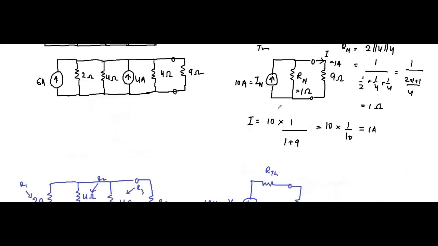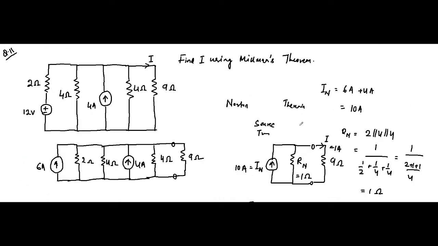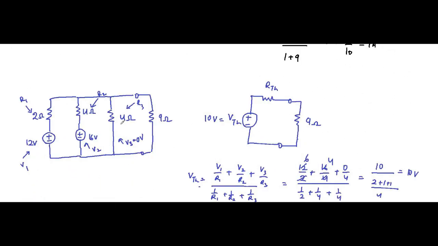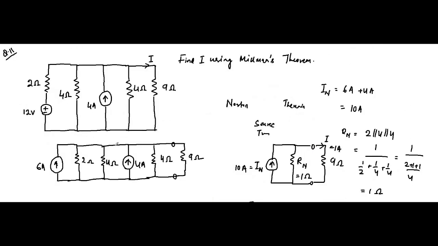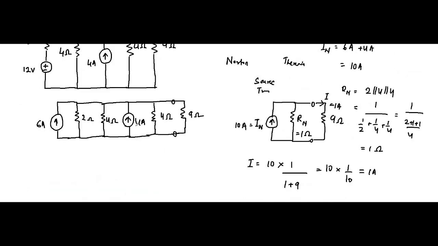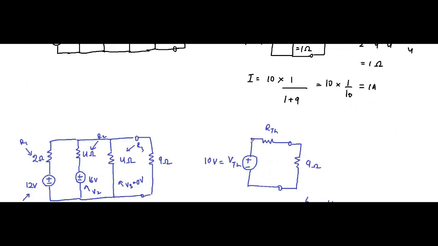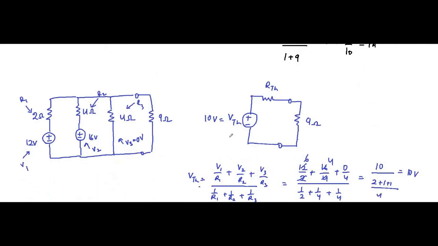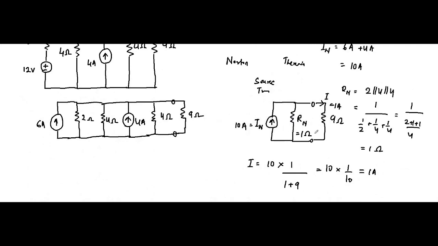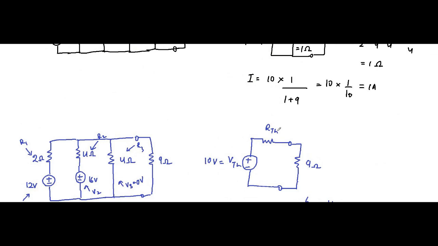RTH will be the same thing as RN, because when we short circuit the voltage sources, the Thevenin equivalent resistance will be simply 4 parallel 2. Here also, to determine the equivalent resistance we have to open circuit the current sources. RTH and RN will always be the same. I have already discussed it while discussing the Thevenin and Norton equivalent circuits and the interconversion between them. So RTH and RN are the same, and we have calculated that to be 1 ohm.